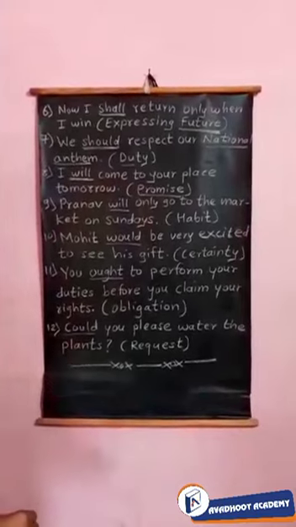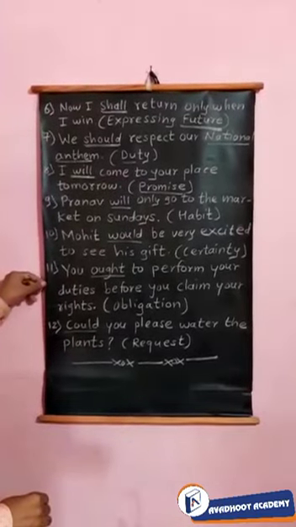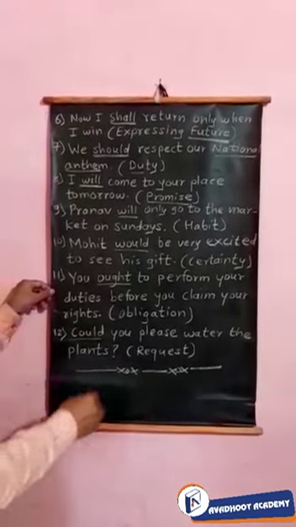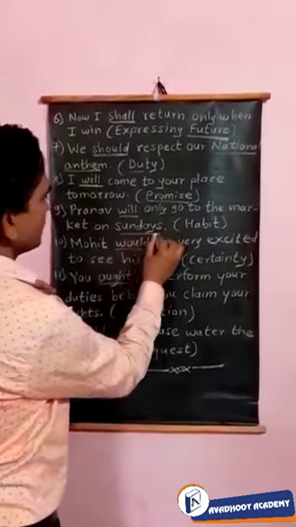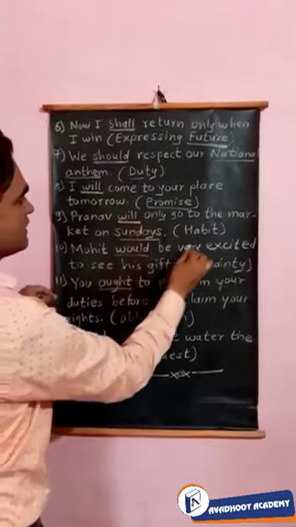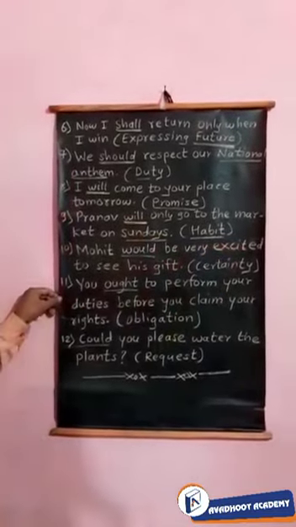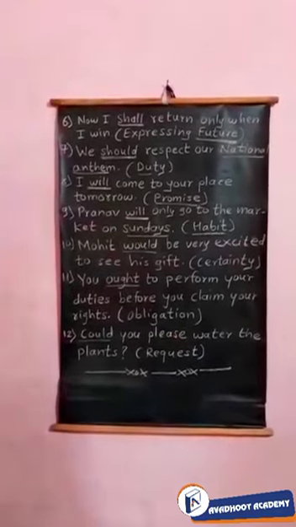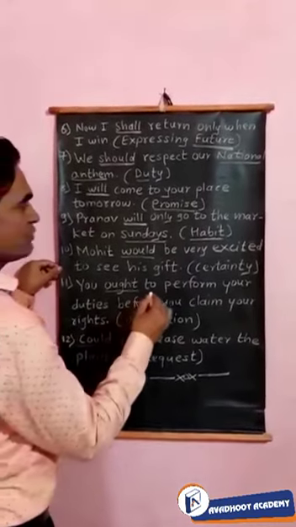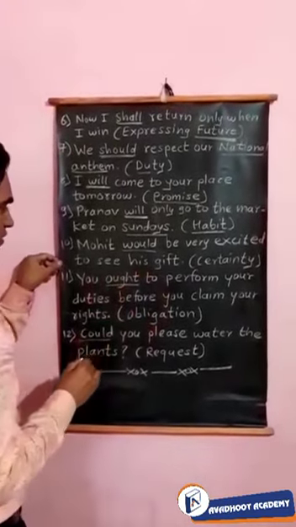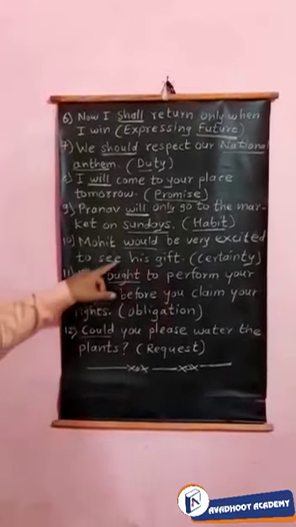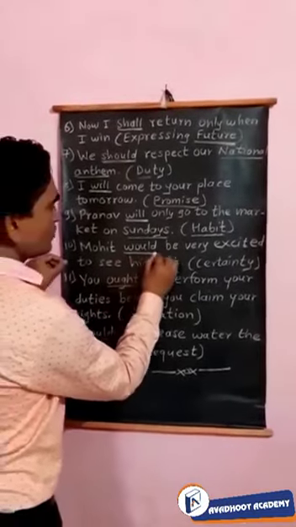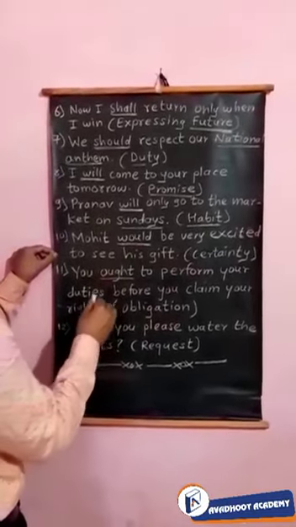Next example: Pranav will only go to the market on Sundays. He goes to the market on Sundays only. So will expresses here his habit of going to the market on Sundays. Next example: Mohit would be very excited to see his gift. When the gift was given to him, he was very excited to see the gift. So Mohit would be very excited, that is curious, to see his gift.